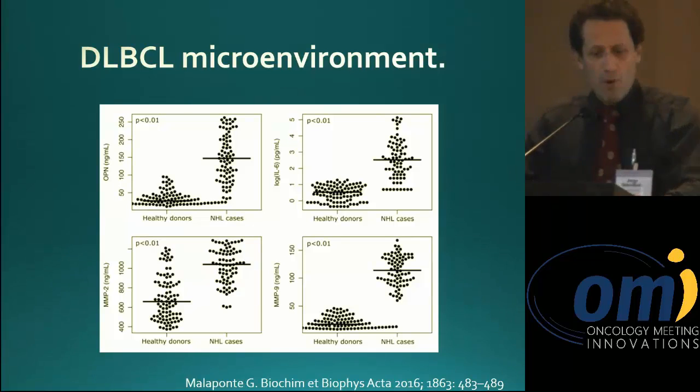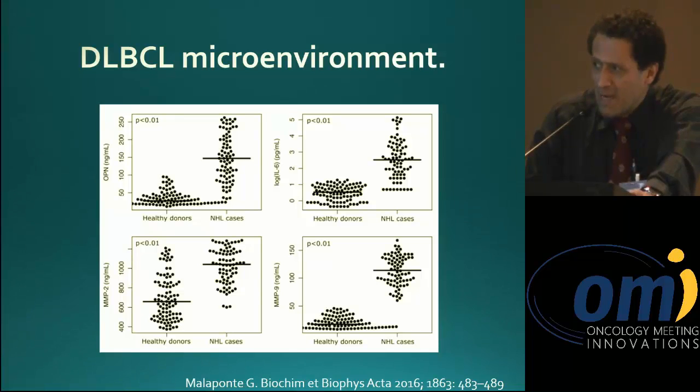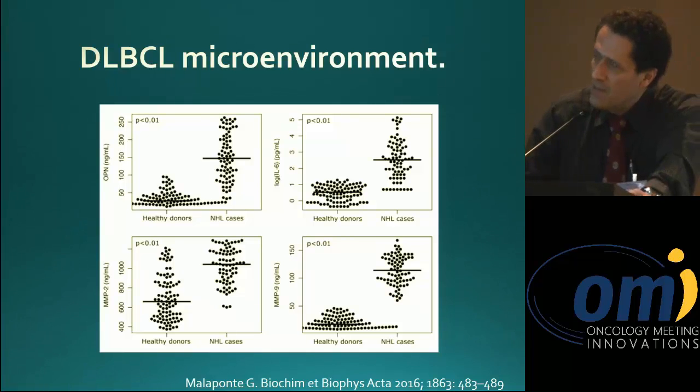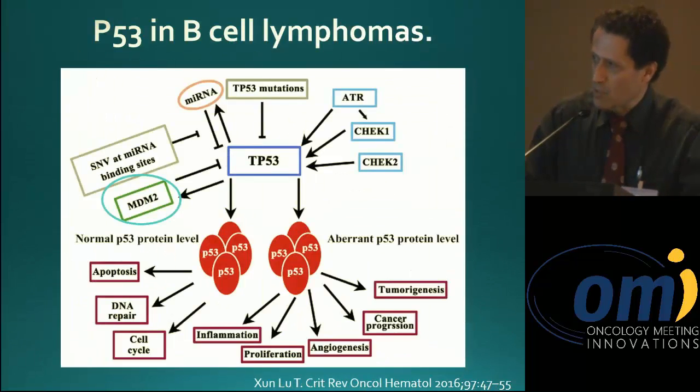Another important point in the microenvironment is the presence of some soluble proteins or component proteins such as matrix metalloproteinase 2 and 9. As you can see in this work, osteopontin, IL-6, and metalloproteinase 2 and 9 are increased in patients with diffuse large B-cell lymphoma in comparison with normal controls. These findings can explain the adhesion, the drug resistance, the proliferation, and the resistance to chemotherapy.